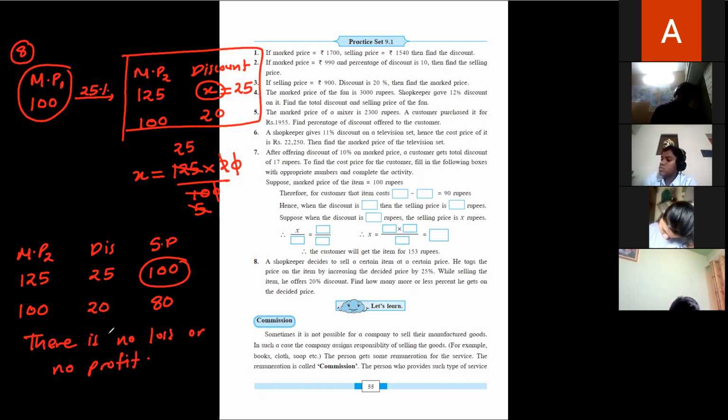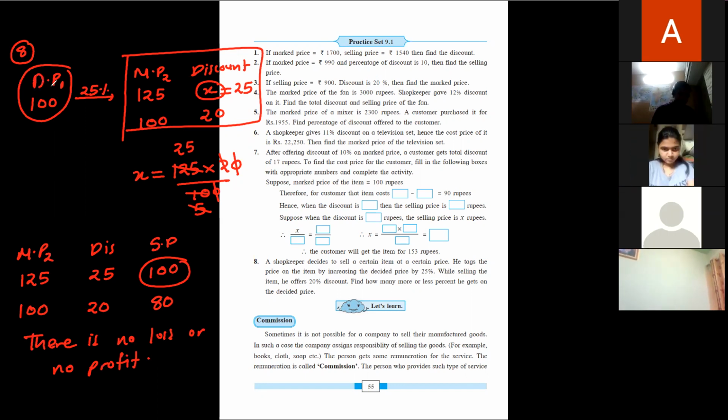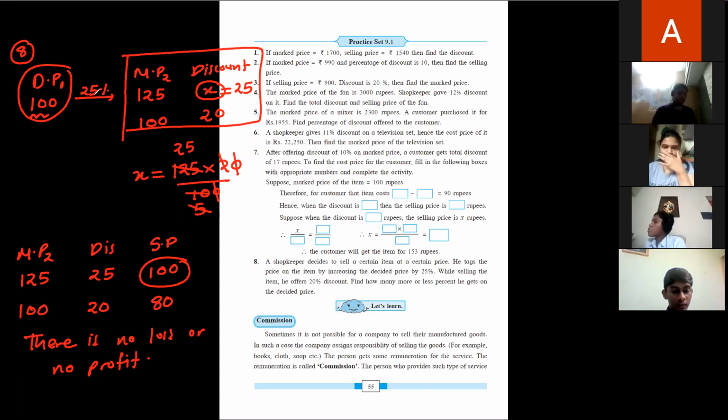I'll explain the sum again. This is a very important sum. I'll explain again. The first thing is, I'll write this as decided price so you don't get confused. So a shopkeeper decides the price. Let's say he decides the price as rupees 100. He's increasing the price by 25%. That means his mark price will be what? His mark price will be 125. Now we are given discount percent. So discount percent is how much?